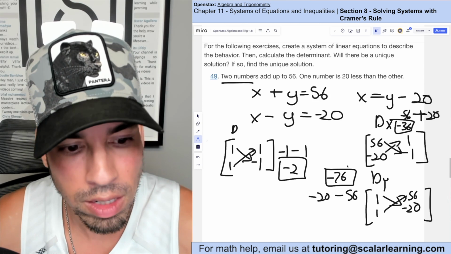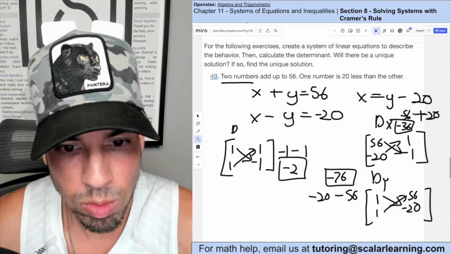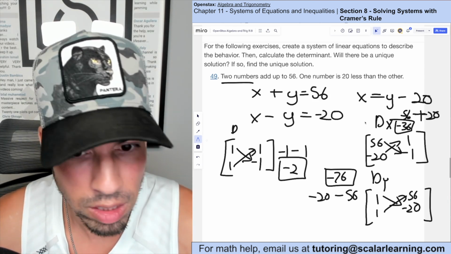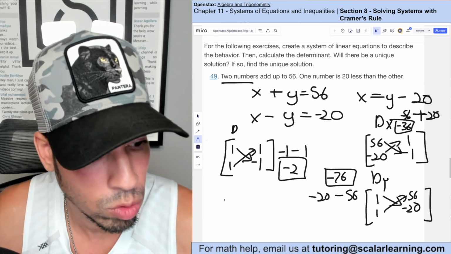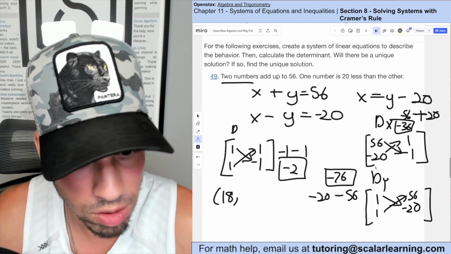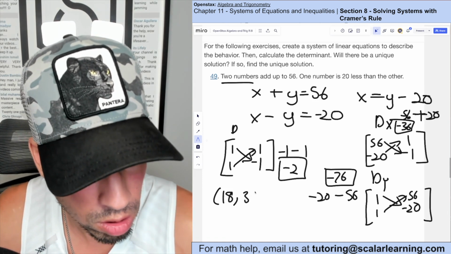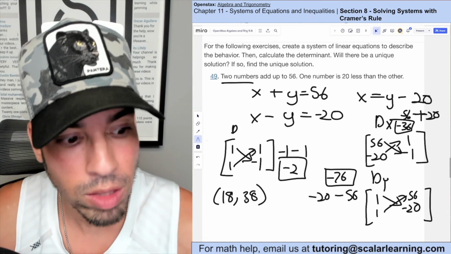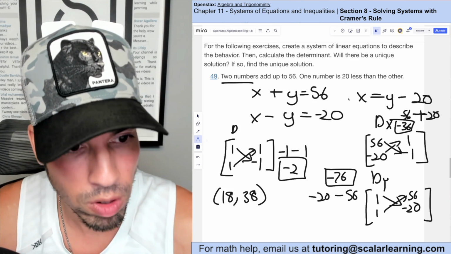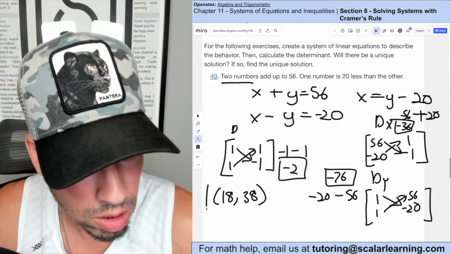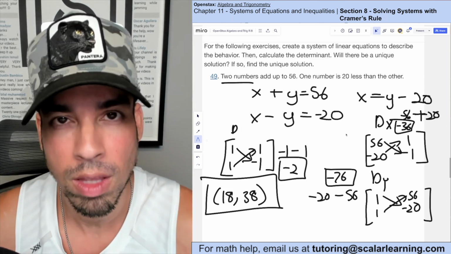All right, now to get our x and y values, we do dx over d. So that's negative 36 over negative 2, which is 18, that's our x value. And then to get our y value, negative 76 over negative 2, which is 38. And that makes sense, right? They're 20 apart, and when you add them together, we get 56. So there's our unique solution. Boom, done.